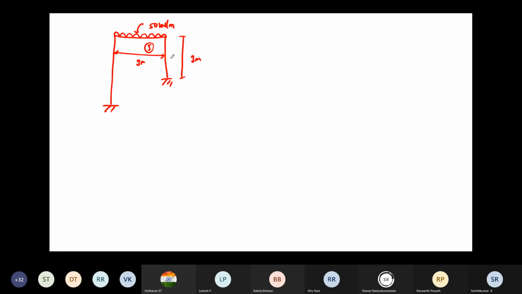How are you going to solve a sway frame using moment distribution? That is the only thing we are going to do. So I'm going to go ahead with one frame directly, to make the problem easy to understand quickly. You have an A, B, C, D frame.